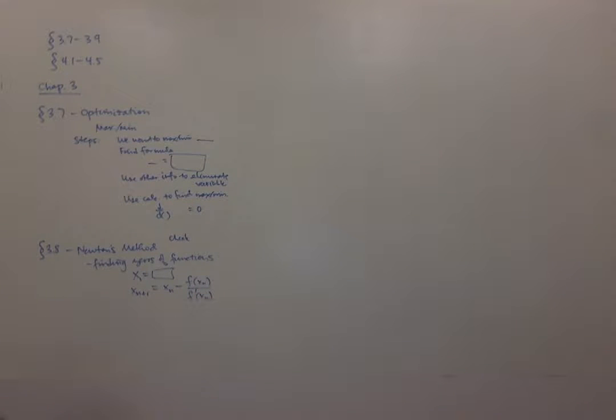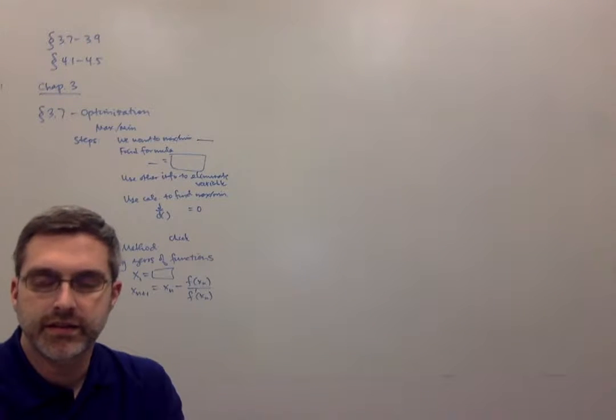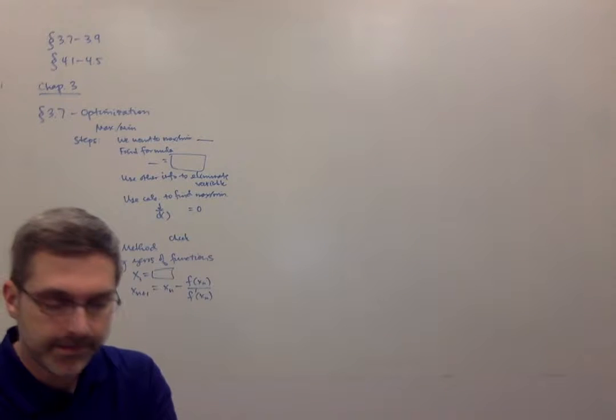Okay, so given the function, you have to figure out, if x1 is 2, then you plug 2 into the function and 2 into the derivative, and then you do 2 minus f of 2 over f prime of 2, and that's going to give you the next point, x2.